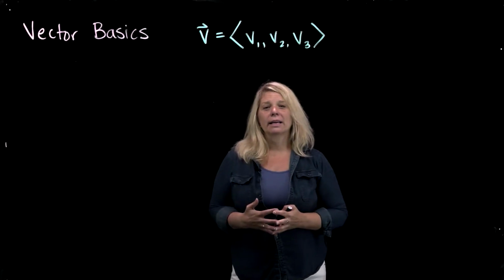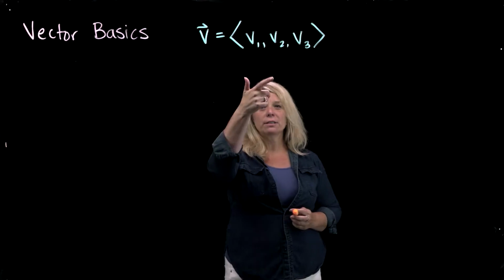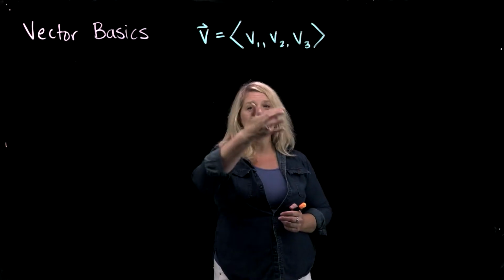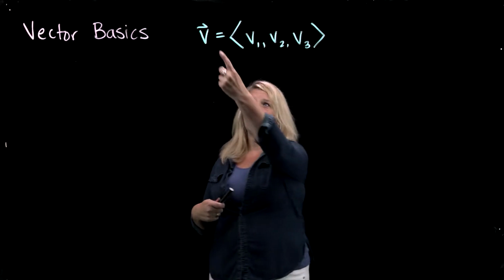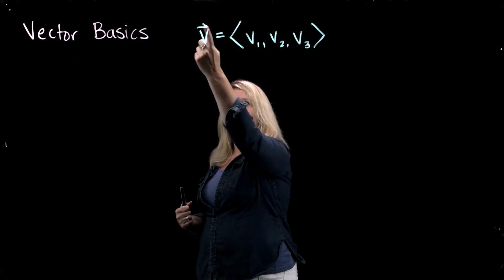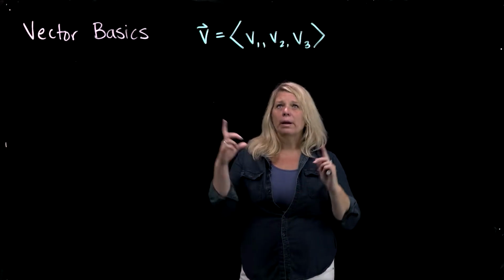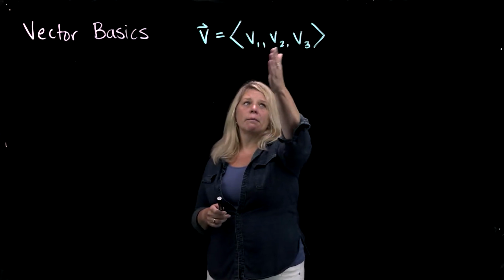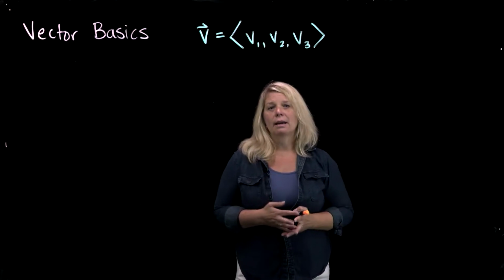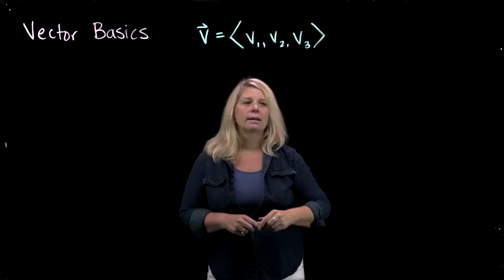In this video, we're going to look at some basics of working with vectors in R3. So up here I have just a generic notation for a vector in R3. You would know that this is a vector partly because of this notation with the barb over the V, and also because of the pointy brackets surrounding it. I've got three components here, so this would indicate R3. So we'd have something parallel to the x-axis, y-axis, and z-axis here.